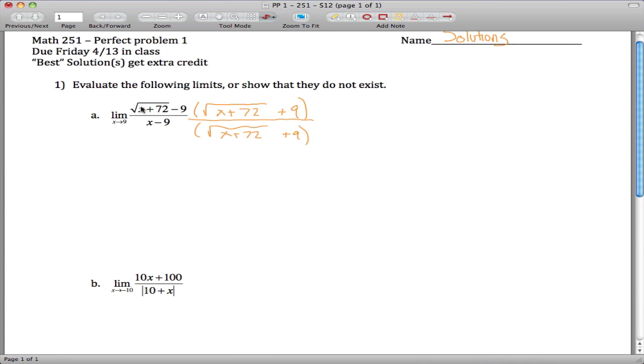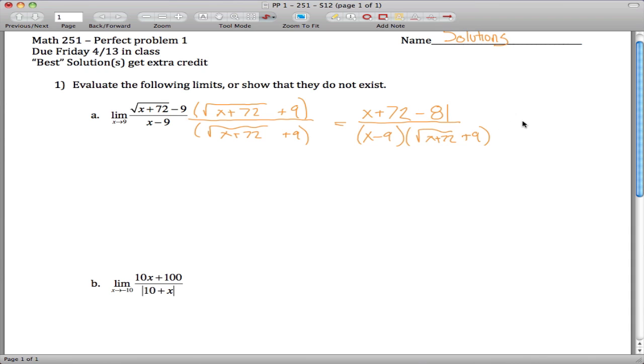It's hard to see here, but really then what you have up top is a difference of squares. These are conjugate pairs right here. It's something minus something and something plus something. So that when you FOIL it all together, the outside term and the inside term are going to cancel each other out. And what we'll get is the square root of x plus 72 squared, which is just x plus 72, and then minus 9 squared, which is 81. And then on the bottom, you'll have x minus 9 times the square root of x plus 72 plus 9.